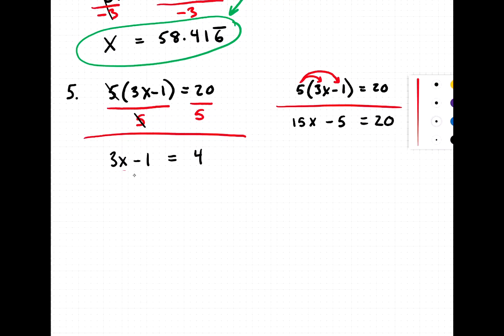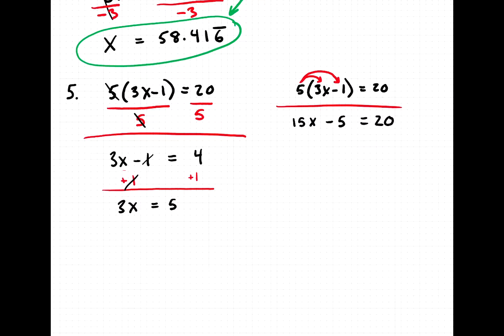Okay, so back to the solution. The way to get rid of a minus 1 is to do the opposite, plus 1. Plus 1 to the left-hand side, plus 1 to the right-hand side. And in this case, the minus 1 plus 1 will cancel, and we're left with a 3x on the left, a 5 on the right.